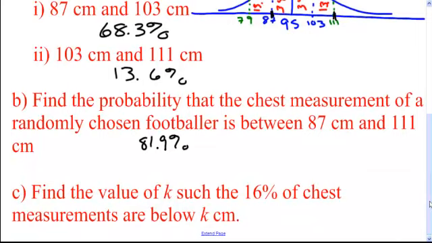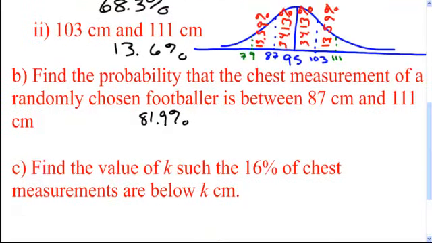The last part of this talks about finding the value of K such that 16% of the measurements are below K. So now I'm giving you the percentage, and I want to find what the number is. So now I'm going in the reverse order of what we've done before. With my picture, I want to figure out where K has to be so that 16% of the folks are from that value down.